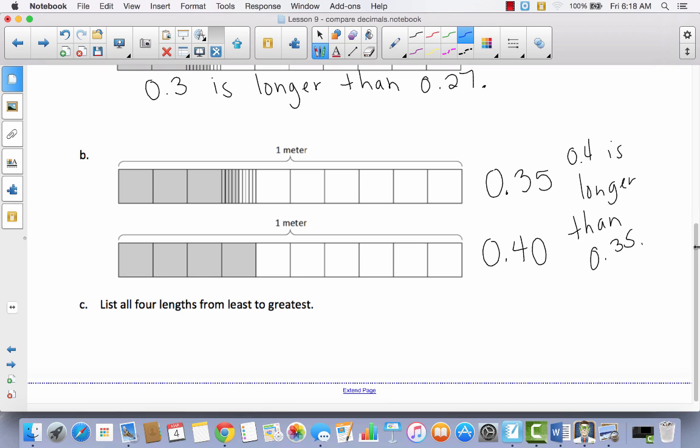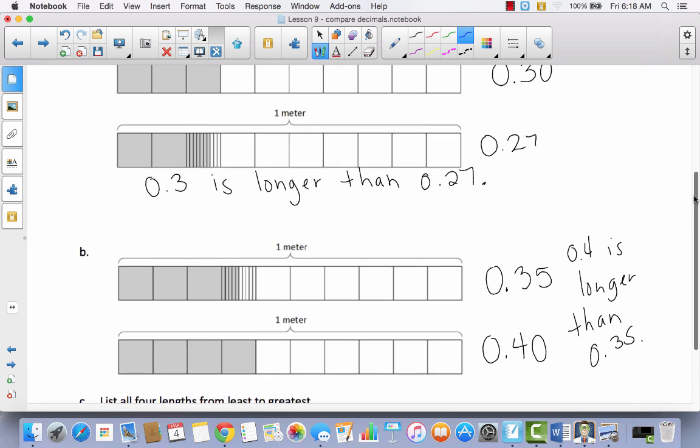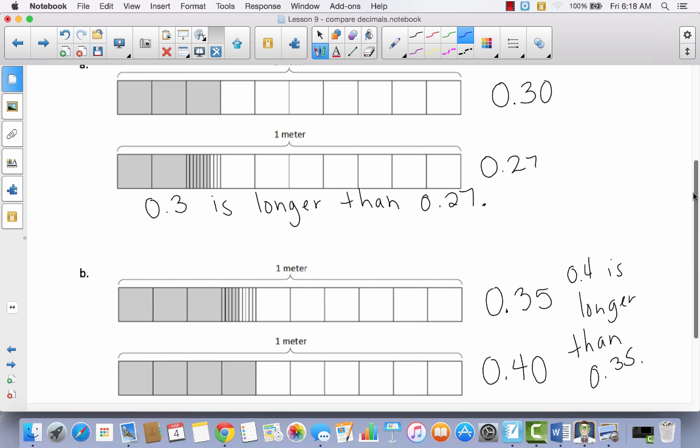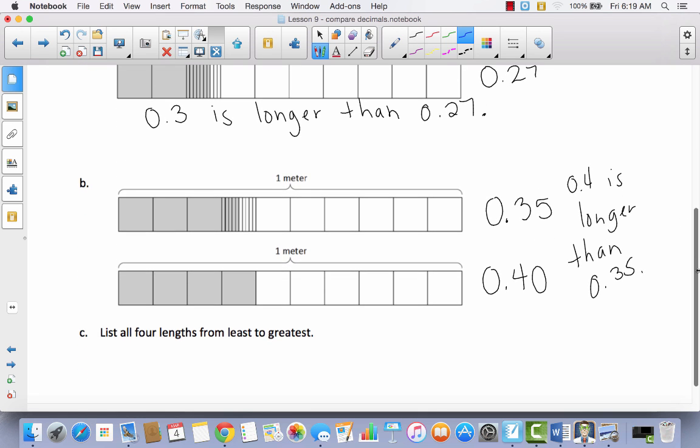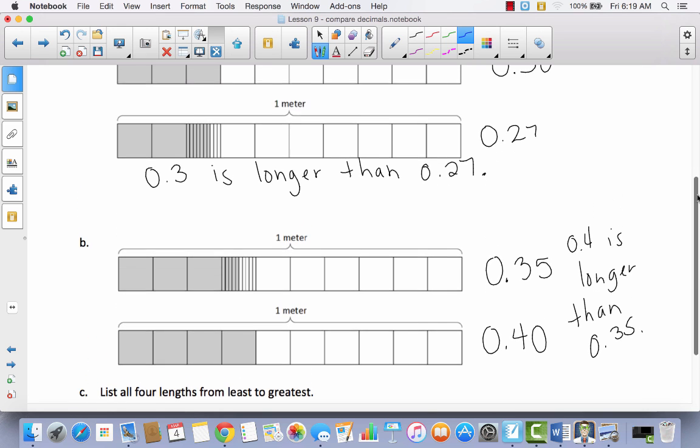Now we're going to list all 4 of these lengths in order from least to greatest. So we're going to go back up here and see which ones will be the shortest. All of these have no whole numbers, so I'm going to look to the tenths place. I've got 3/10s, 2/10s, 3/10s, and 4/10s. So which would be the shortest? Well, the one with the 2/10s. So we're going to start with 27 hundredths. That's the shortest.